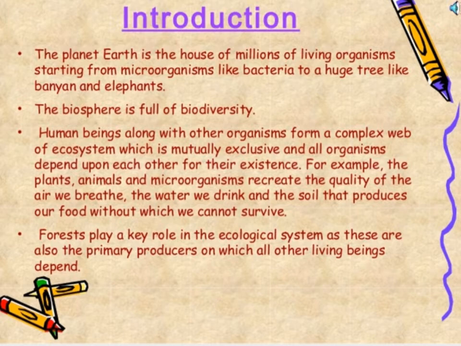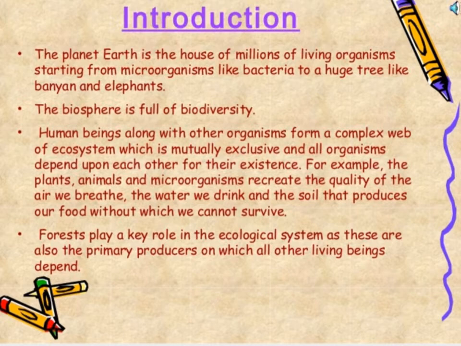For example, the plants, animals and microorganisms recreate the quality of the air that we breathe, the water that we drink and the soil that produces our food, without which we cannot survive. That means कि जो ये सारे organisms हैं, they are helping us one or the other way to survive. हमारा human beings का survival is not possible if these organisms are not present in our environment.